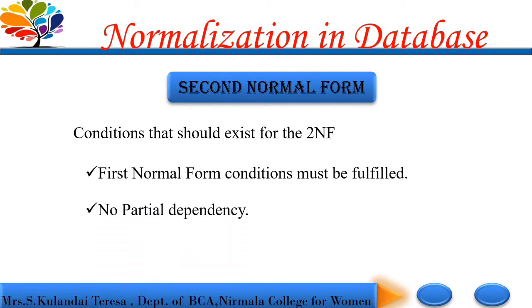Second normal form. Conditions that should exist in the second normal form are: all the conditions of the first normal form must be fulfilled. The table should not contain partial dependency. Partial dependency exists only in tables which have a composite key.